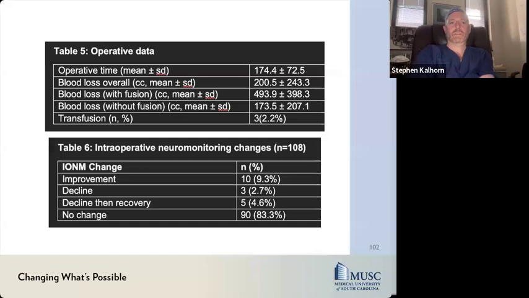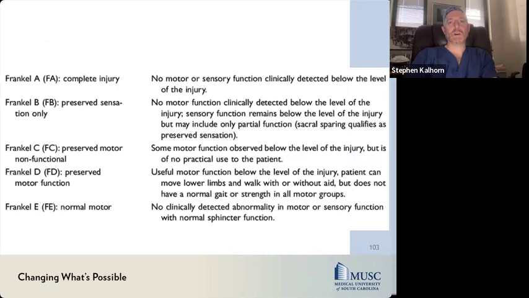Improvement's really cool because if they're improving on neuromonitoring, you hope that they're going to definitely improve postoperatively. The decline, and the decline then recovery, are not good, and you hate to hear that, but that's just part of dealing with a really challenging surgical problem. The good news is that when we follow these people out long term, only 1 patient actually had some decline in Frankel grade. For those that are not familiar with the Frankel grading, this is it here: E is normal, D is preserved motor function, C is preserved motor function but you have to use a walker or some sort of assistive device, B is preserved sensation, and A is complete.